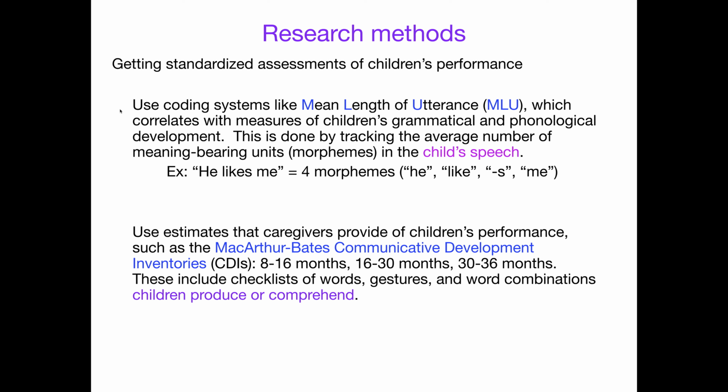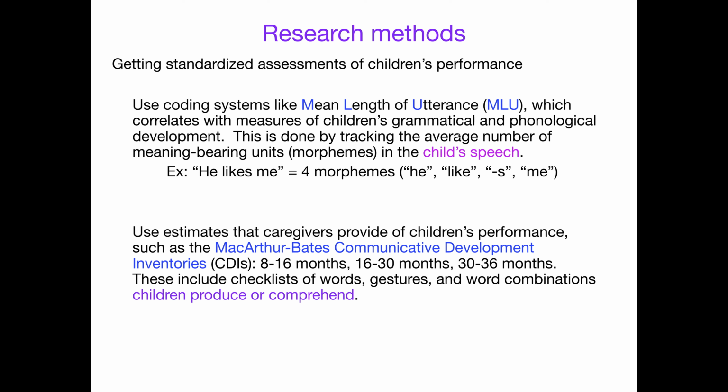So sometimes what we want to do is get more precise estimates of children's knowledge of language. And so two very common ways that people start with are a system called the mean length of utterance, or MLU for short, and it tends to correlate with different, more precise measures of children's structural, grammatical, and phonological development. But the way it's actually done is very simple.